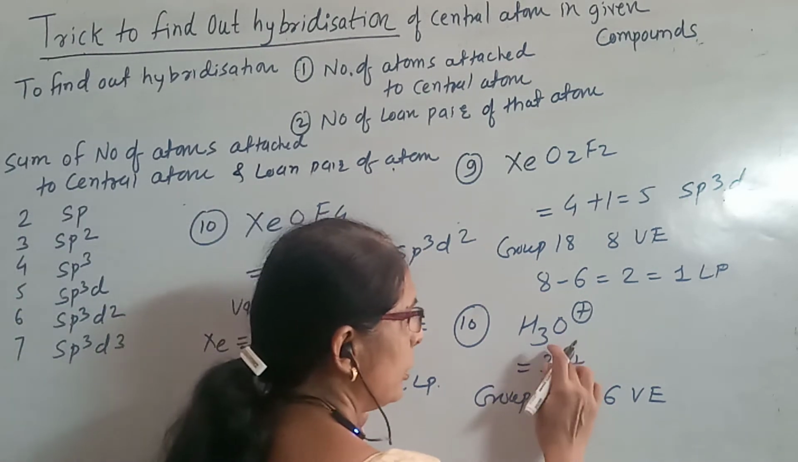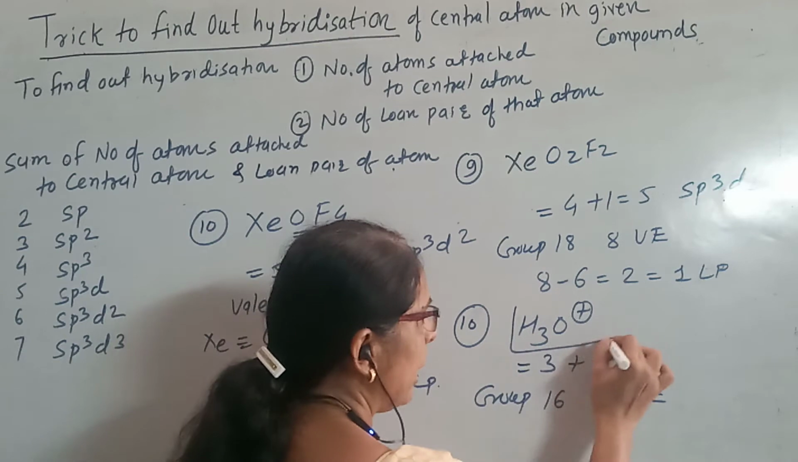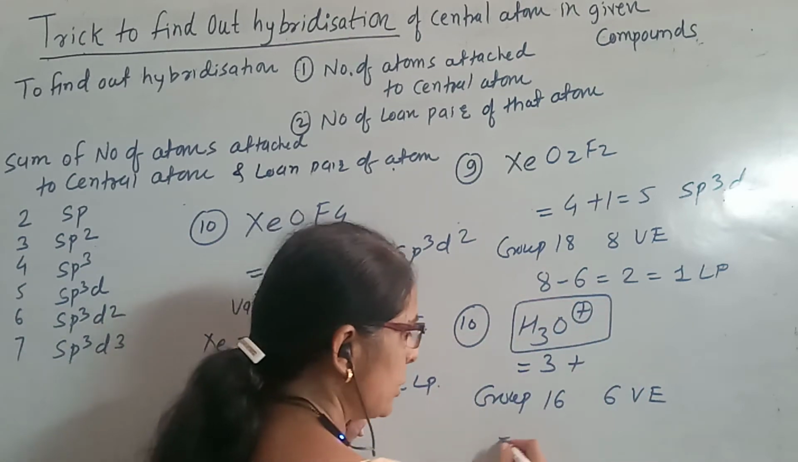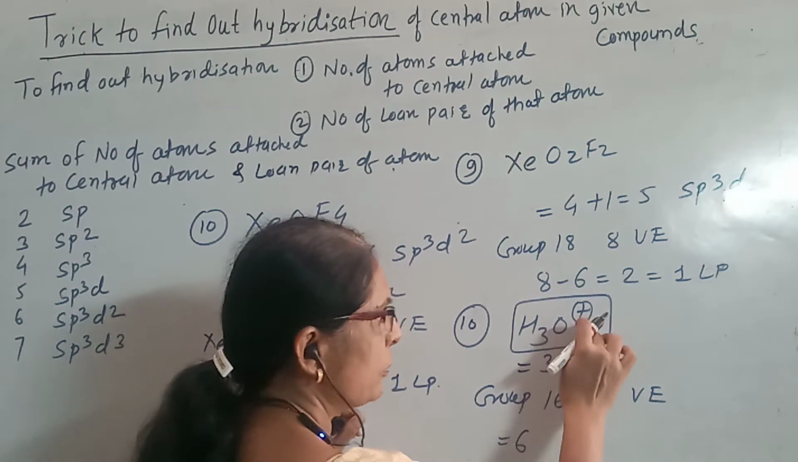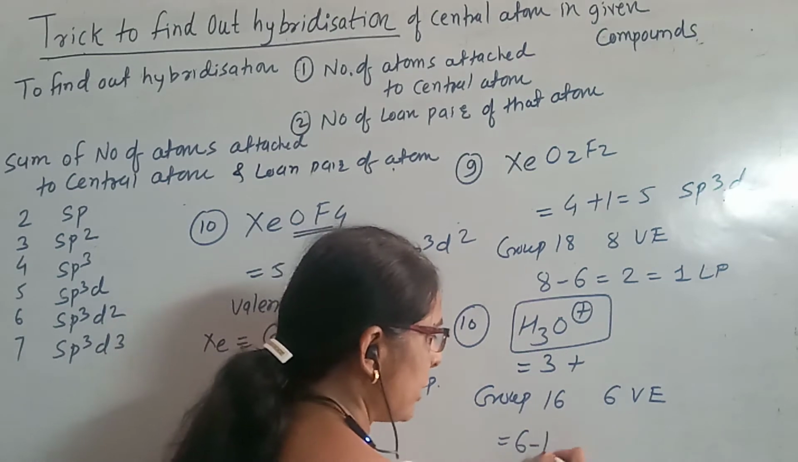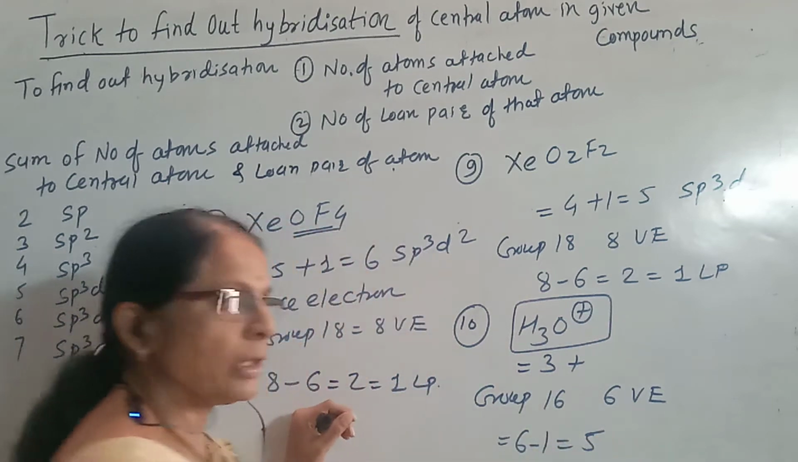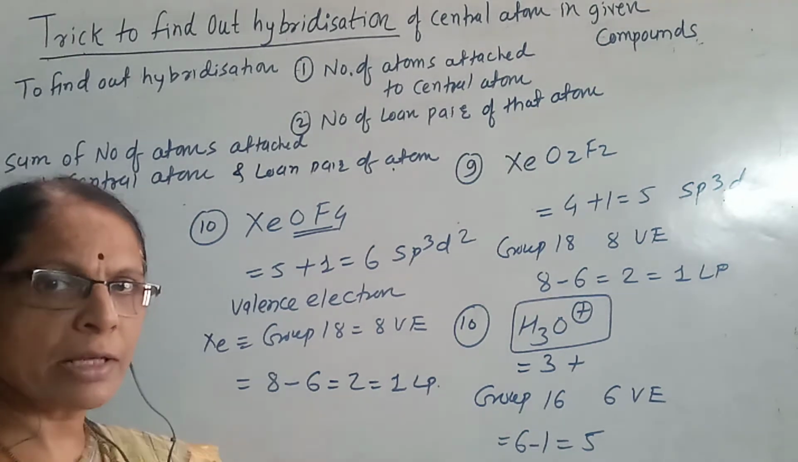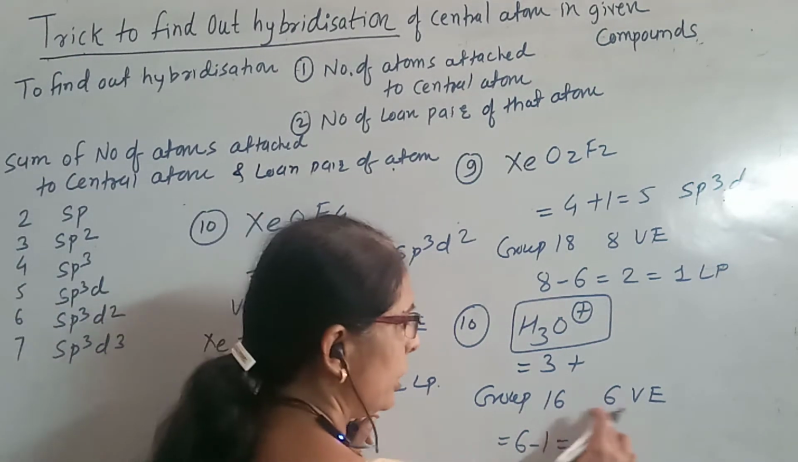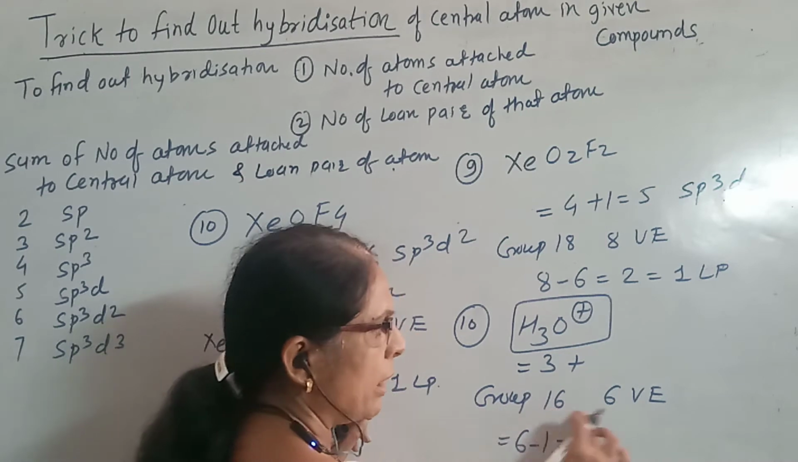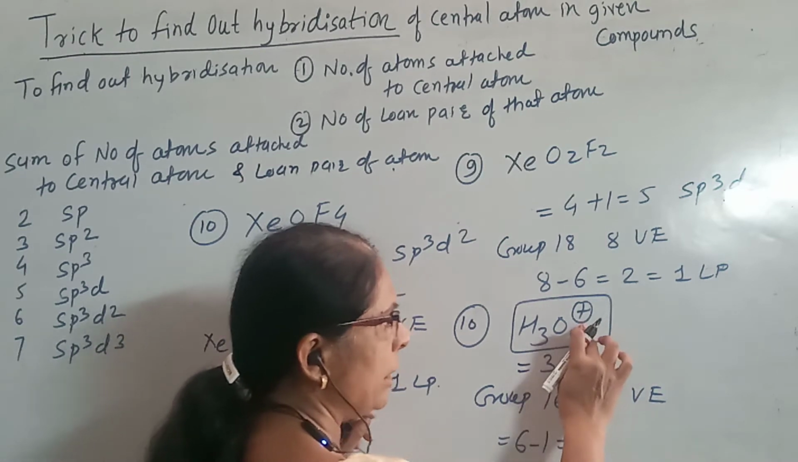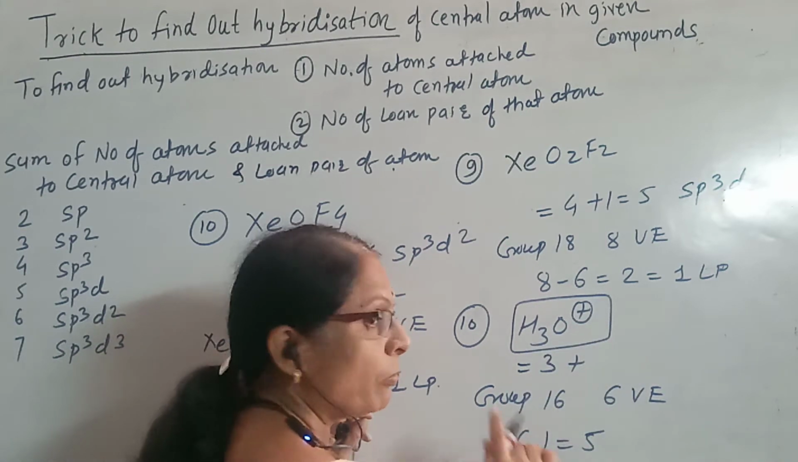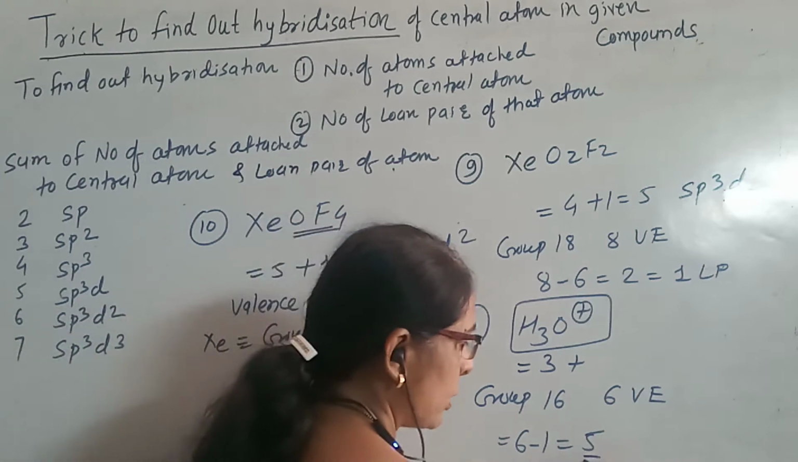So look at the total number of electrons available here. They are not 6 because it has a plus sign, which means we have to remove 1. So 6 minus 1. It has a deficiency of 1 electron because it was already donated, and therefore it has acquired the plus sign. So we have to make it 1 minus. So the total number of electrons are 5.